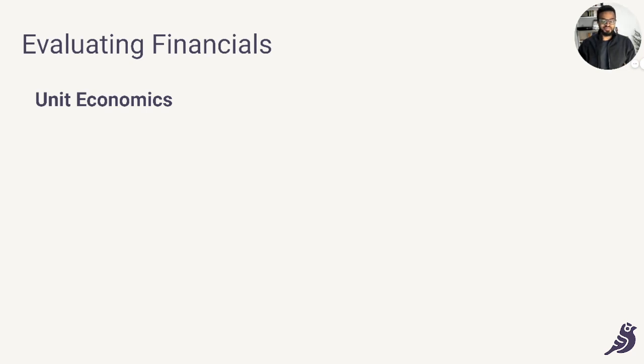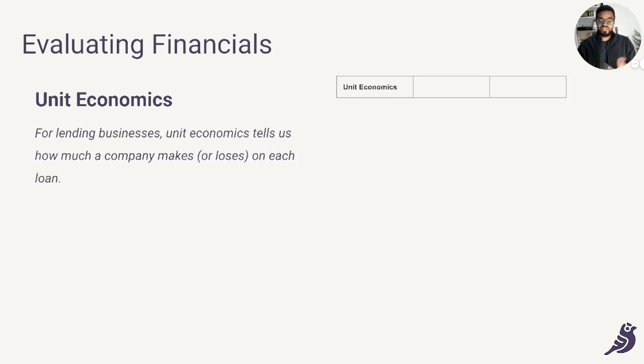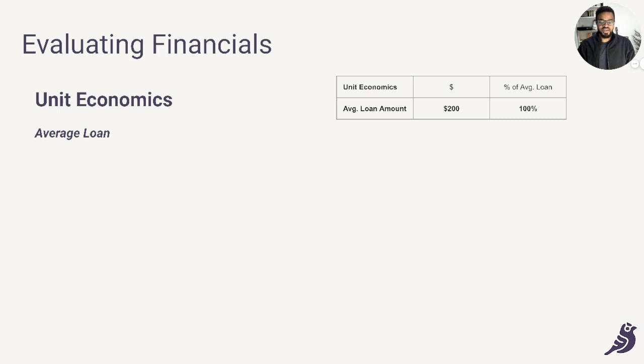Lastly, we spent some time trying to understand the unit economics for the company. For lending businesses, the unit economics tells us how much a company makes or loses on each loan. To help explain this, I'll be walking you through an example of unit economics calculations. We typically start with a company's average loan amount.